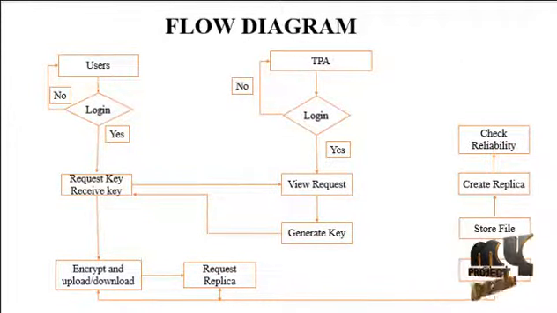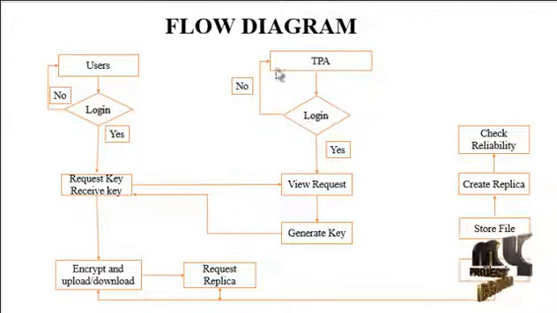First the user will log in to the system. First he has to register and then log in. Then he will request the key for encryption purposes. He will request the key from the TPA, that is the third party authority of the cloud. The third party authority will be logged in first itself.